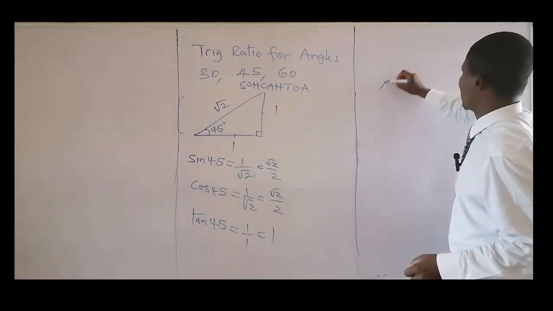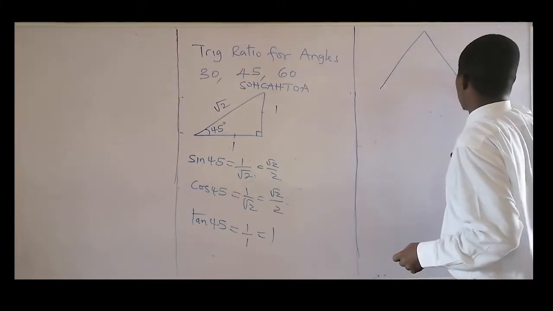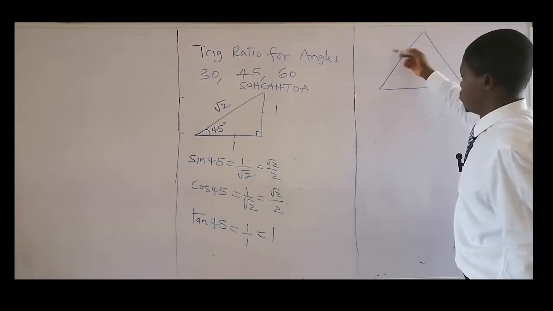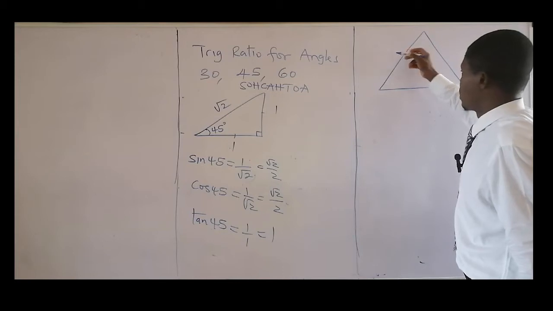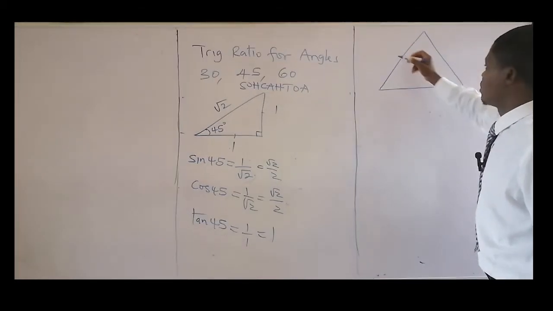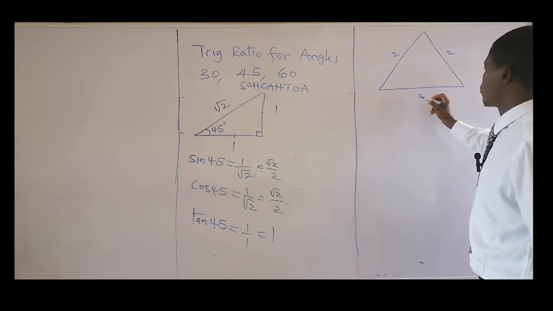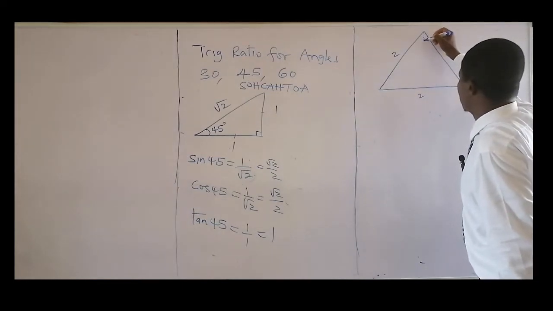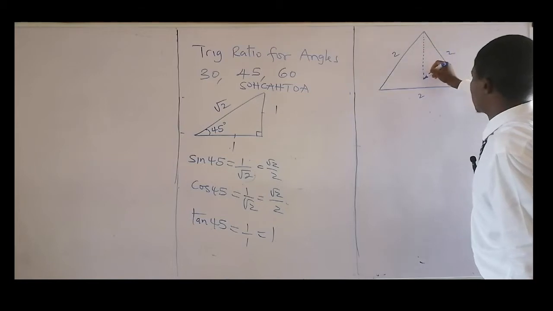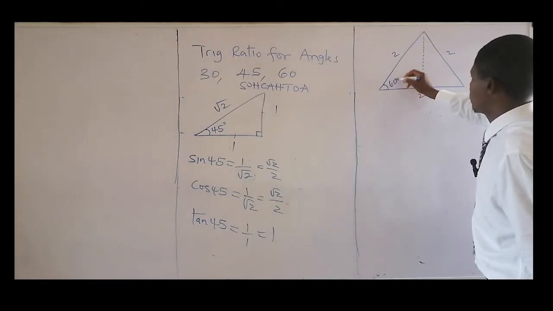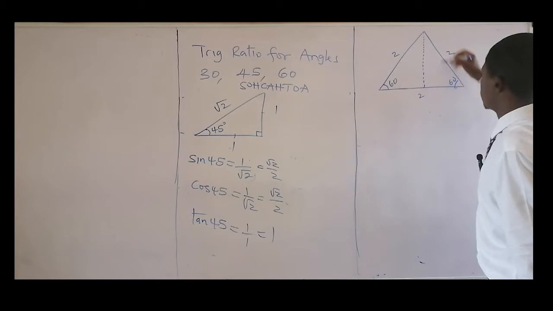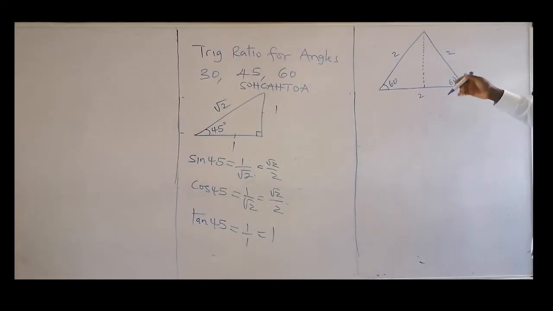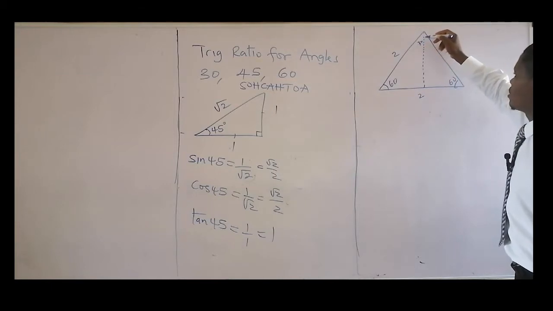Let's see another one for 30 and 60. I'm going to look at the equilateral triangle. All the sides are equal. You can use any value you like, just make sure that they have equal sides. This is 2, this is 2, this is 2. Okay, but I'm trying to divide this into 2 equal parts. If they are equilateral, then this will be 60, this will be 60, this also will be 60. But since there is a line that bisects it into 2 equal parts, this will be 30, this also will be 30.